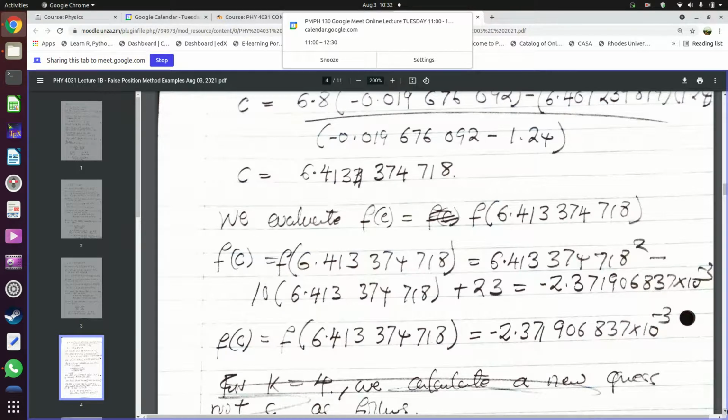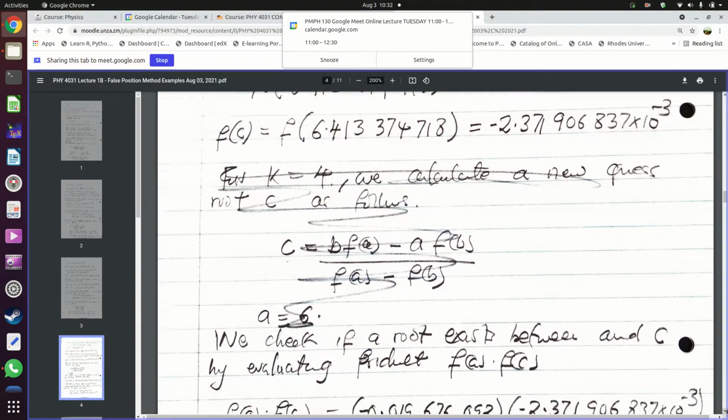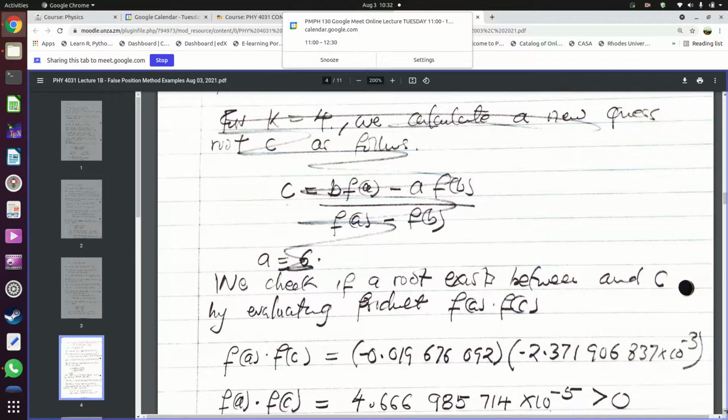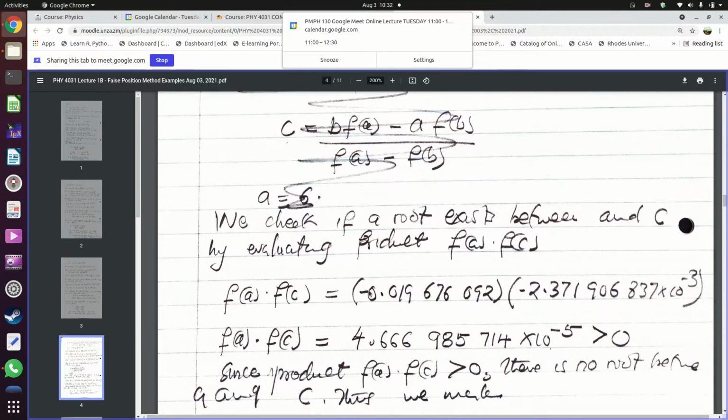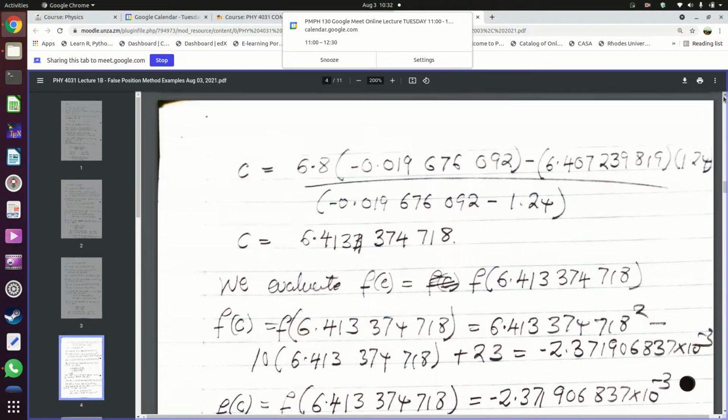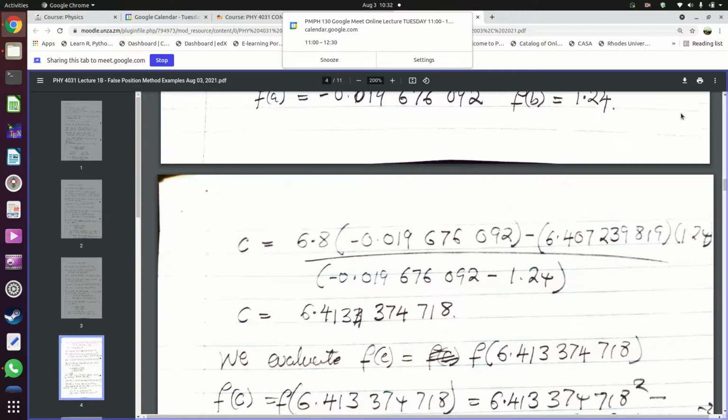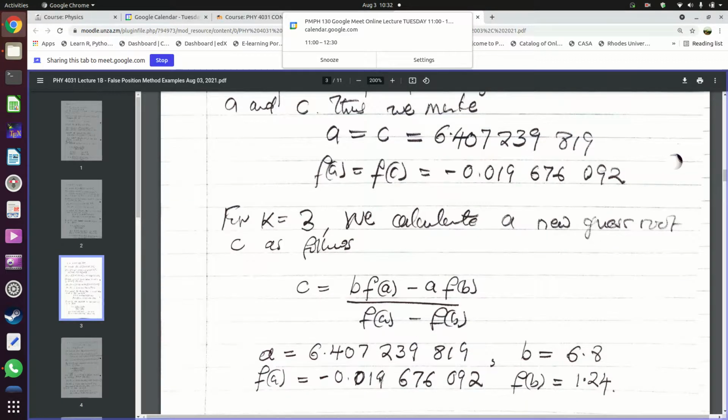If you want to go a bit further, you say, okay, fine, I want to check if there is a solution between A and C. Of course, you're not going to have a solution because your C is negative. Your A is also negative. So when you work out f of A times f of C, you're multiplying negative times negative. When you're working out your C, this C you found here, your f of A, as you can see, is negative.